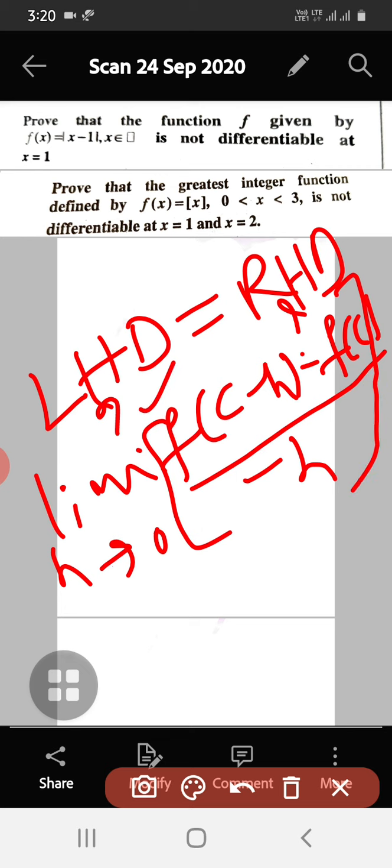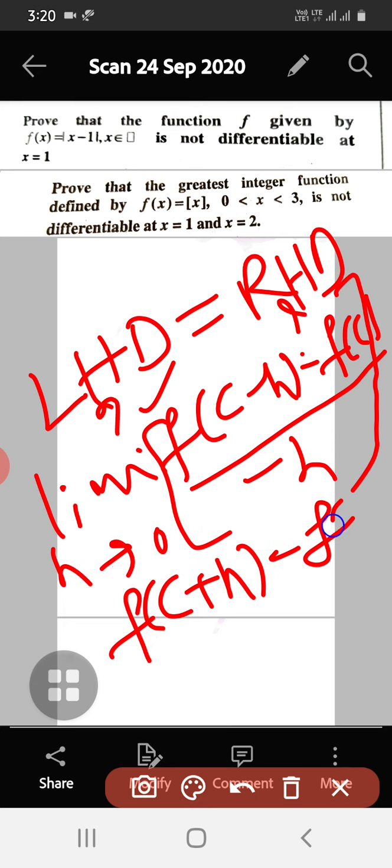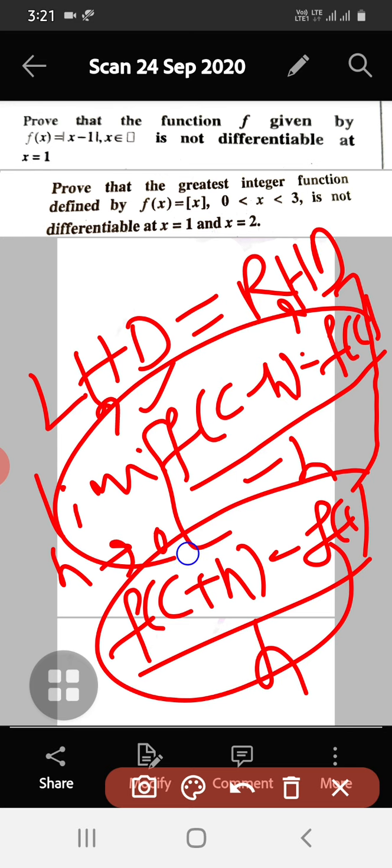Similarly, we can write the right hand derivative as limit of h tends to 0, f of c plus h minus f of c divided by h in the denominator. These two should be equal, then only we say that the function is differentiable, otherwise it is not differentiable. So let us find out left hand derivative and right hand derivative for the first problem. Here f of x is equal to mod of x minus 1.